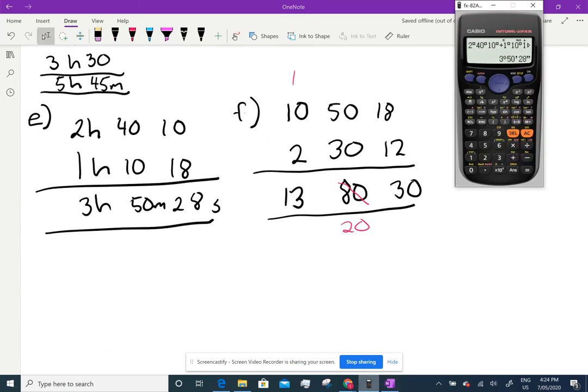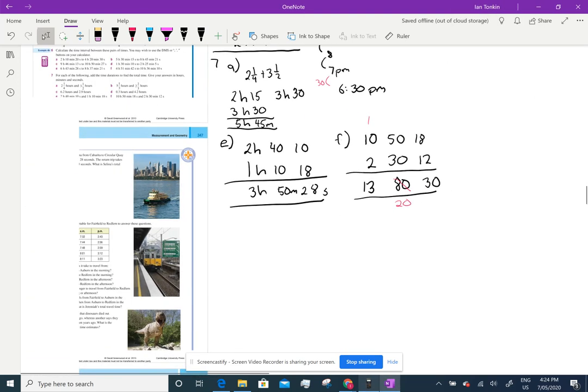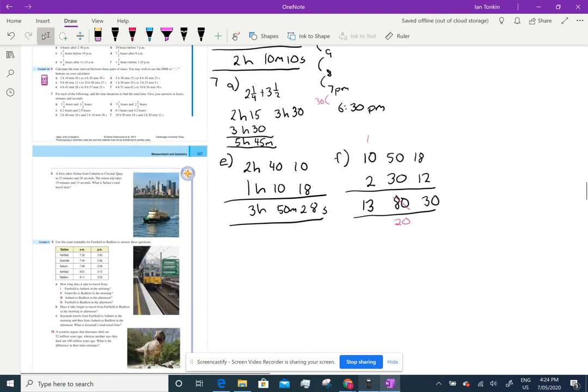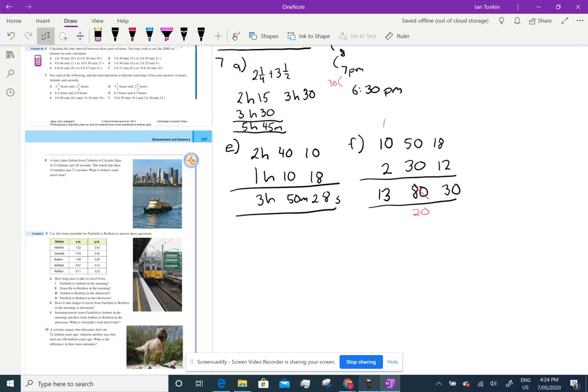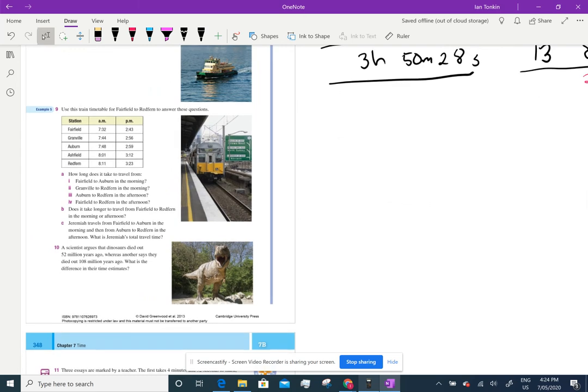But if I do it on my calculator, 10 hours, 50 minutes and 18 seconds plus 2 hours, 30 minutes and 12 seconds. And there you can see, comes up straight away. All right. The rest of the questions involve you reading timetables and doing calculations. Have a go at those, and if you're having trouble, email your teacher.